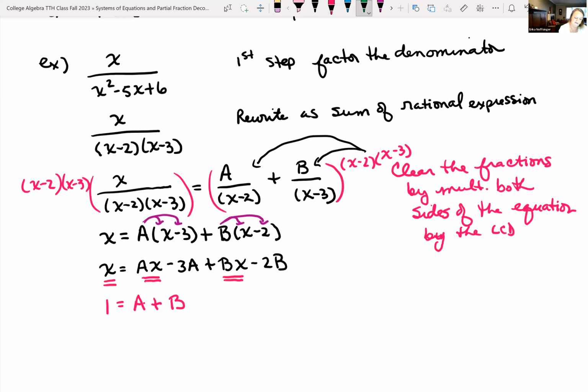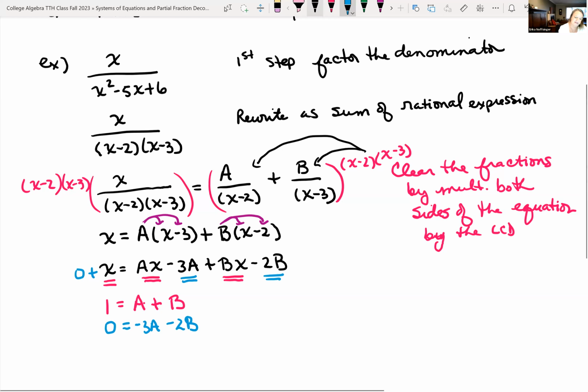So notice we have constants here. Capital A and capital B are just some number. And notice that this left-hand side doesn't have a constant. So we can think of it as 0 plus this. And so our constant on the left-hand side, which is 0, has to equal the sum of the constants on the right-hand side, which in this case is negative 3A minus 2B.